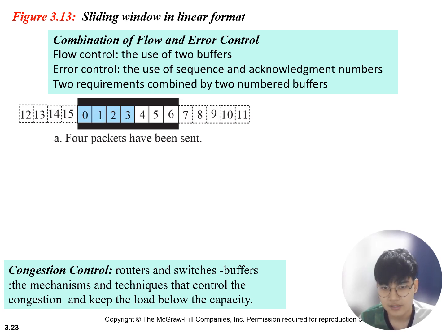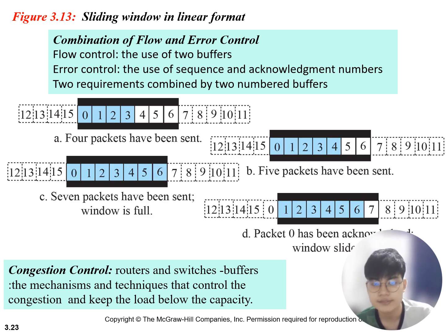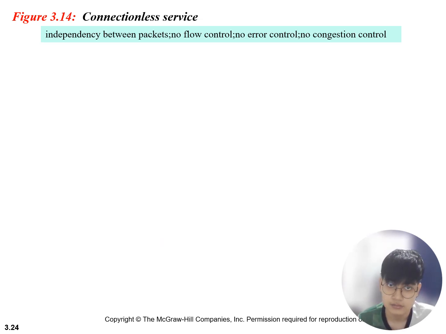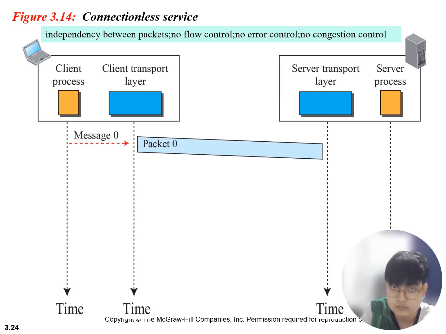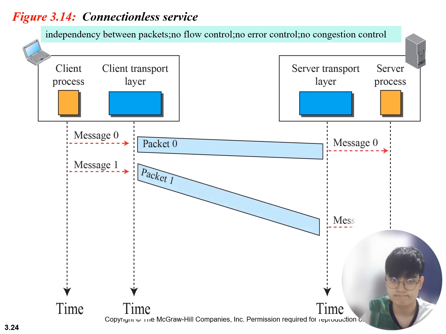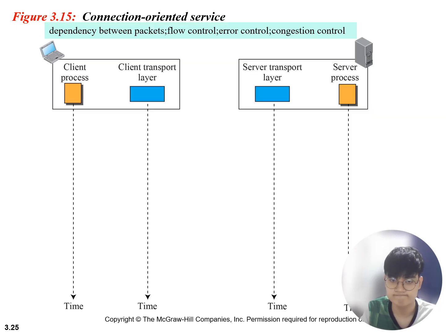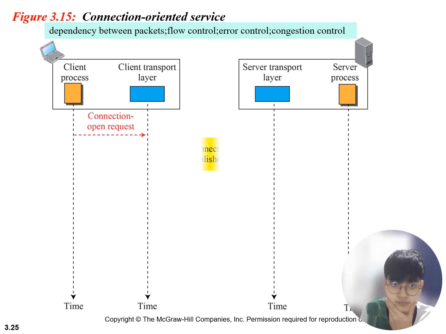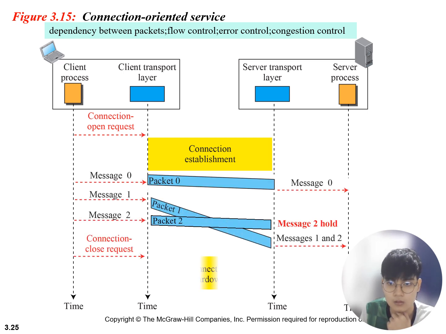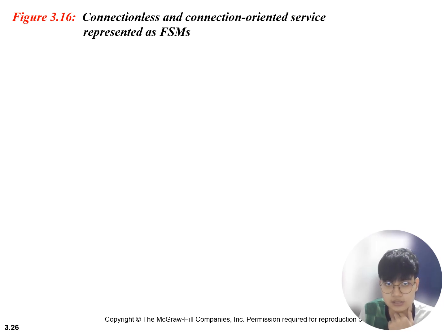Congestion control: router and switch buffers, the mechanisms and techniques that control the congestion and keep the load below the capacity. Connectionless service: independence between packets, no flow control, no error control, no congestion control. Connection-oriented service: dependency between packets, flow control, error control, congestion control. Connectionless and connection-oriented services are represented as finite state machines.